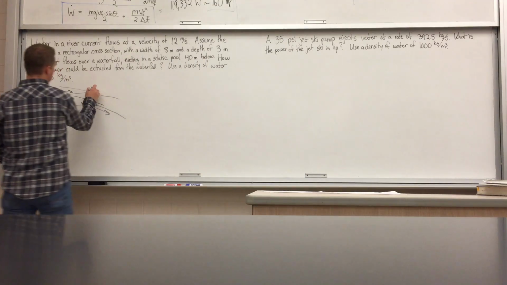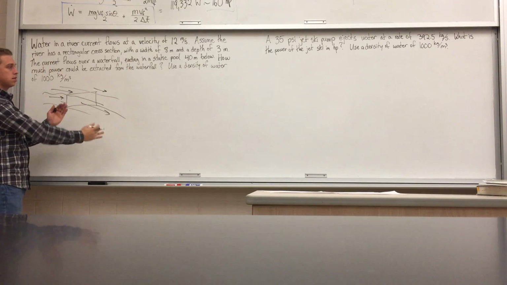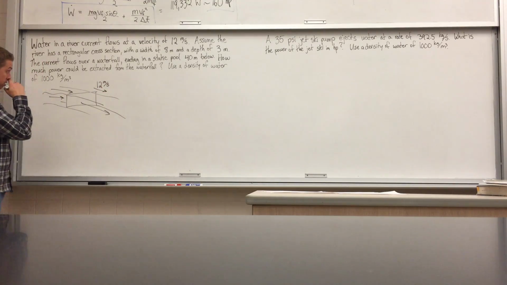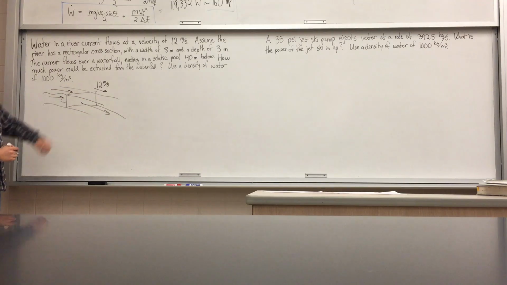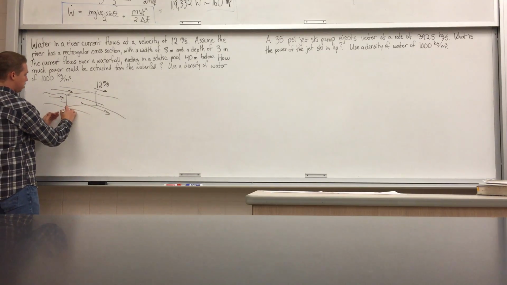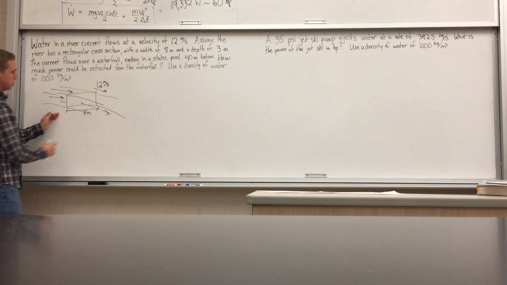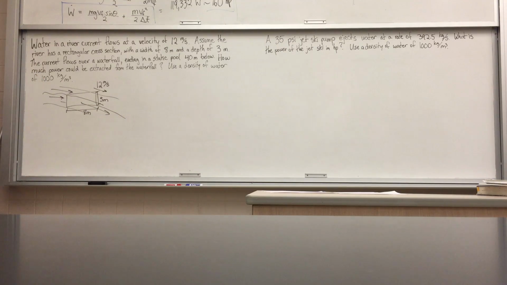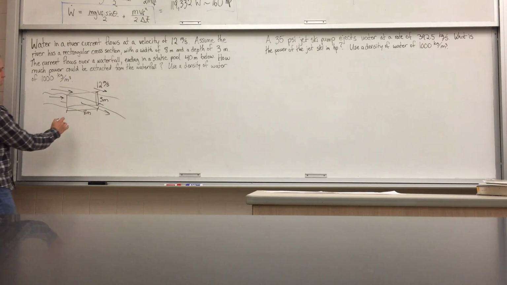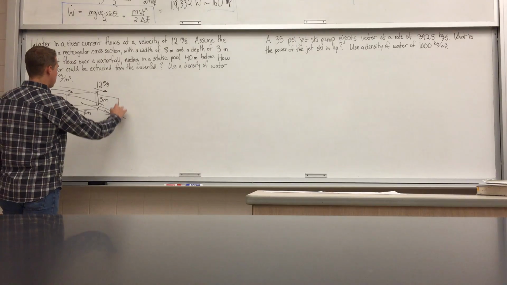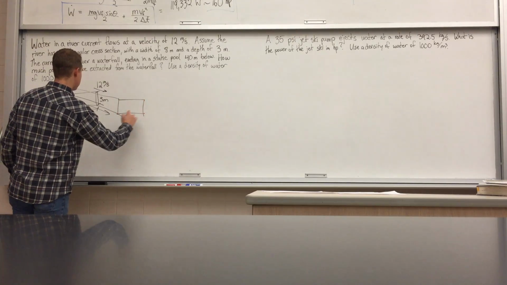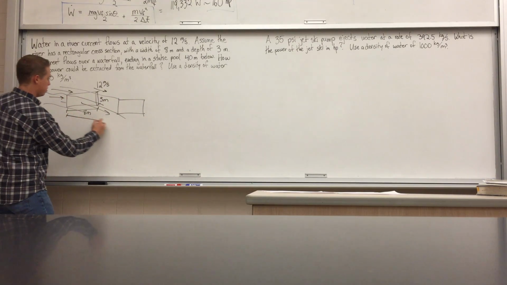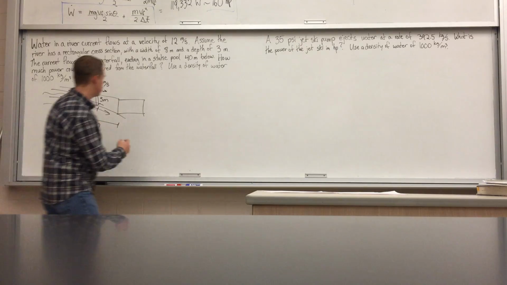Now we know that this wall of water, or this slice out of the river, is moving at a velocity of 12 meters per second. And we also know the dimensions of this. We know that its width is 8 meters, and we know that its depth is 3 meters. And again, 12 meters per second tells me that in 1 second, this wall will have moved 12 meters downstream.